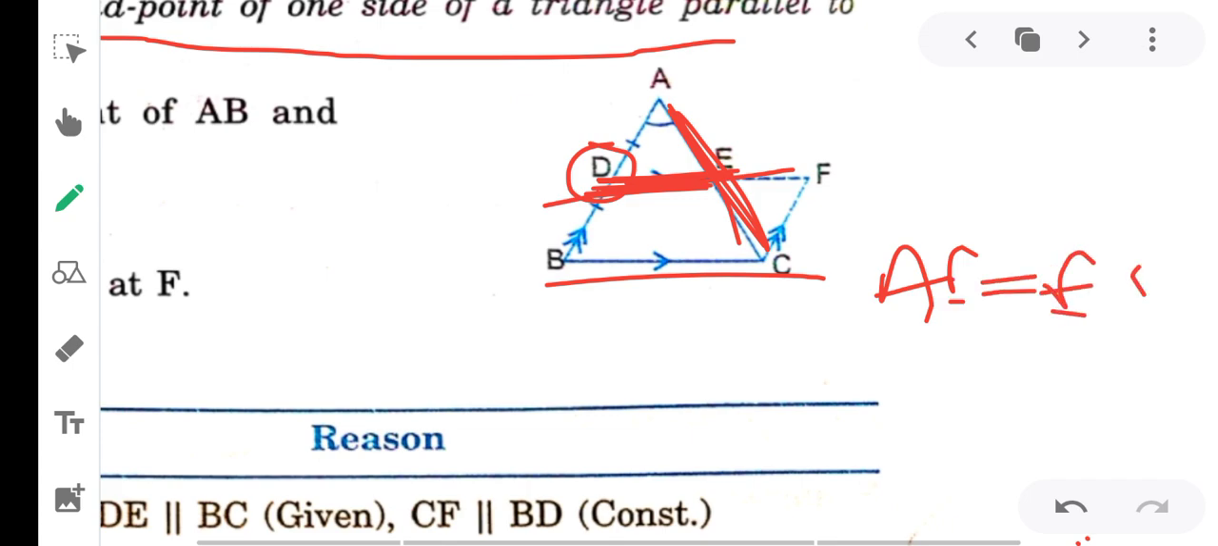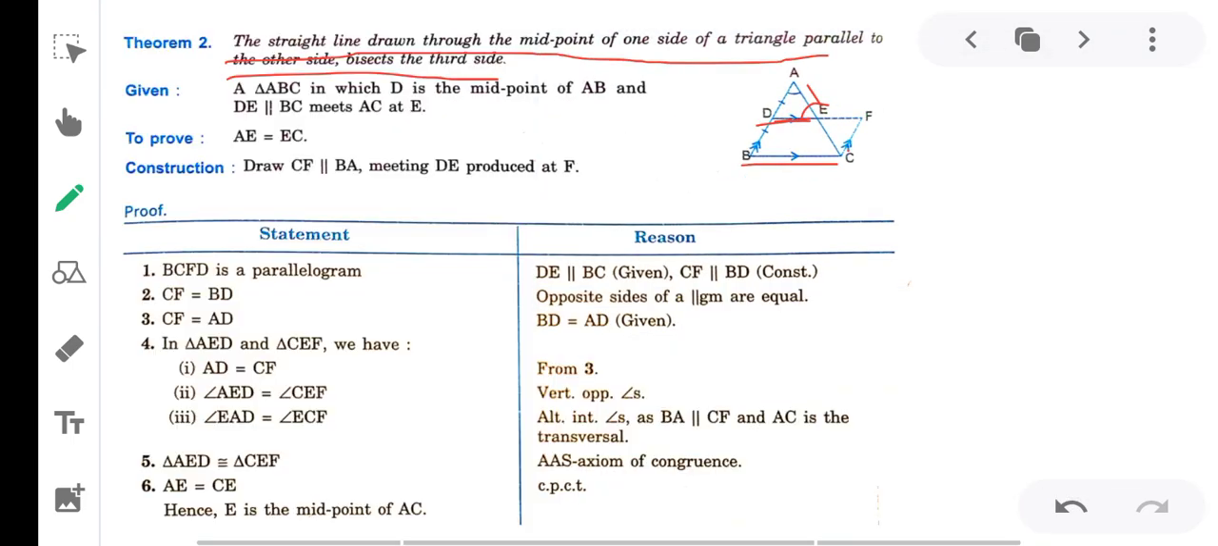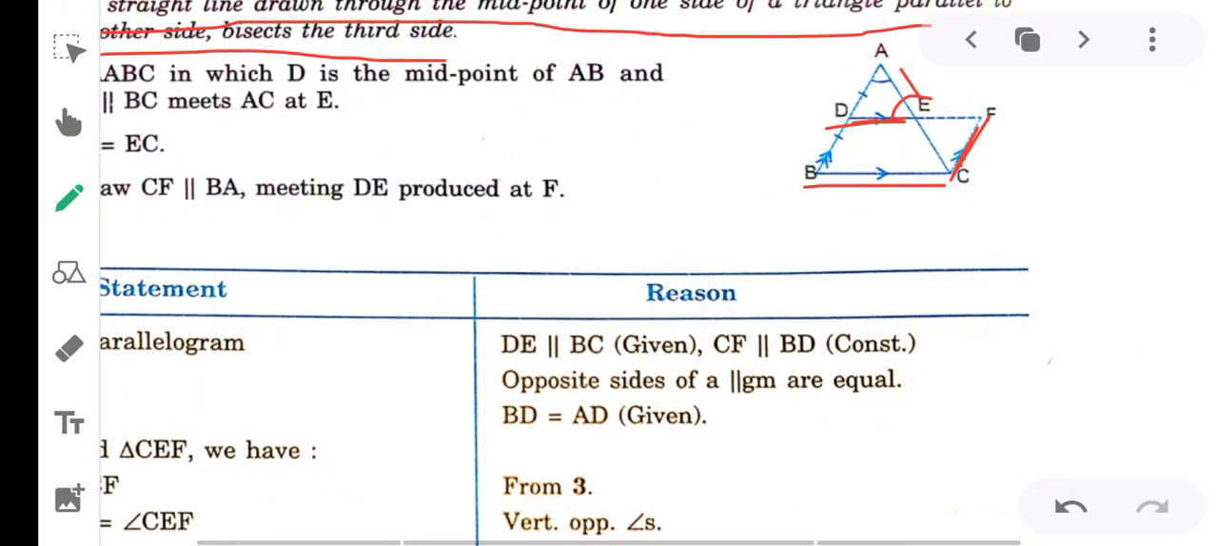This line DE bisects the third side AC, that means AE equals EC. Clear? If ABC is a triangle and D is the midpoint of AB, and you draw a line segment parallel to BC, that line DE bisects the third side AC. You have to prove that. The construction: draw CF parallel to AB, meeting DE produced at F.